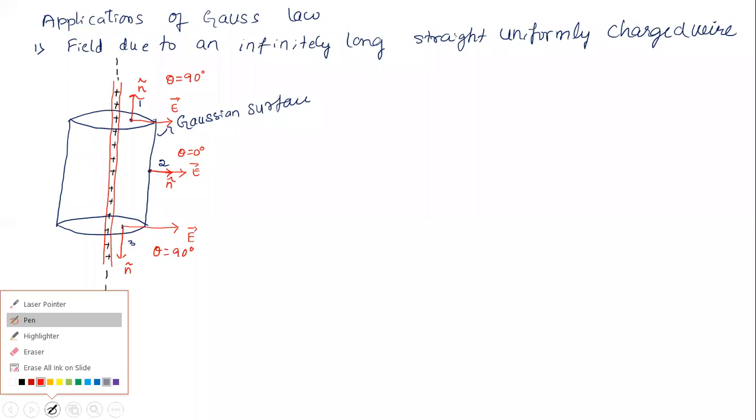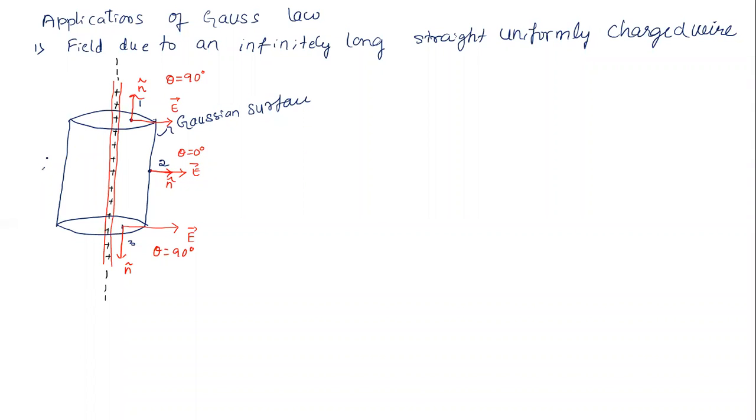The diagram is clear. Let's say the length of this cylinder, which we are taking as the Gaussian surface, is L, and its radius is R. This is the diagram we need to consider for calculation of the electric field. I hope the diagram is clear to all of you.